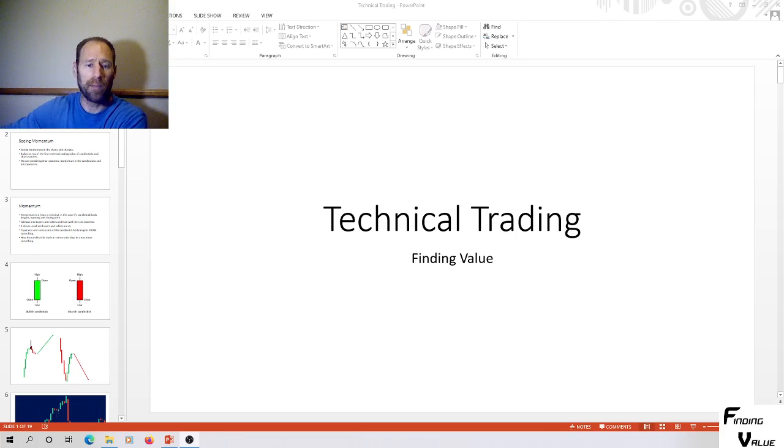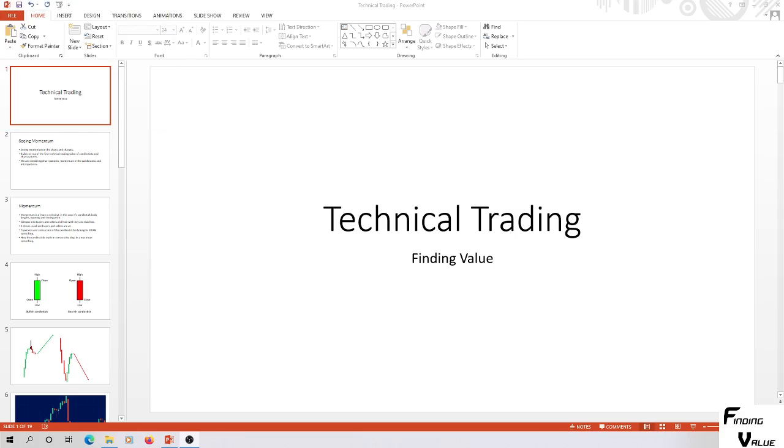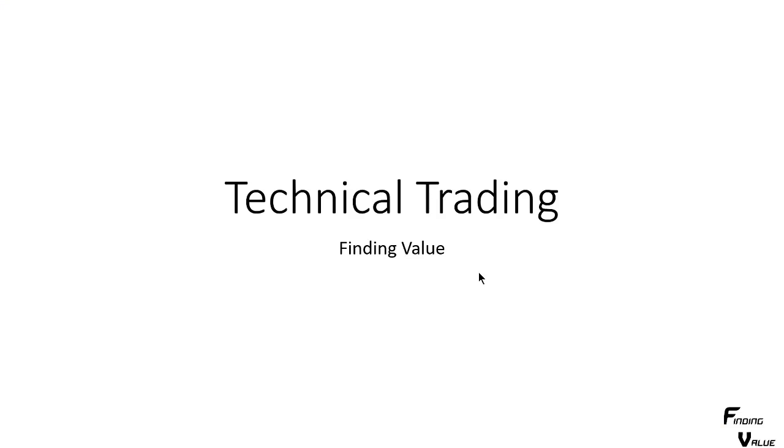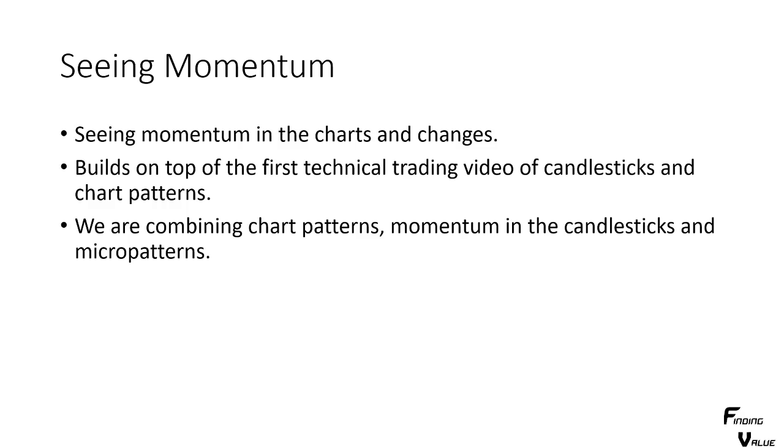So I'm going to jump in here and call this one technical trading. Someone gave me a comment about using a different pointer, and that's what I've got here. It's a very large pointer. So this is seeing momentum: seeing momentum in charts and looking for changes in the charts. Momentum changes, that is.